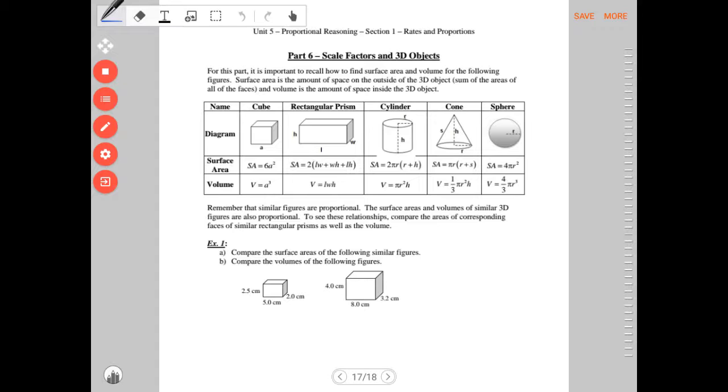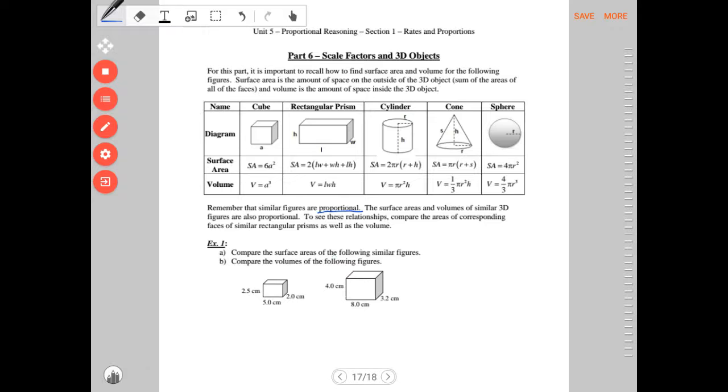Remember that similar figures are proportional, so that means they have the same scale factor. The surface areas and volumes of similar 3D figures are also proportional. To see these relationships, we're going to compare the areas of corresponding faces of similar rectangular prisms as well as the volume. So we're going to try and make up some relationships here.